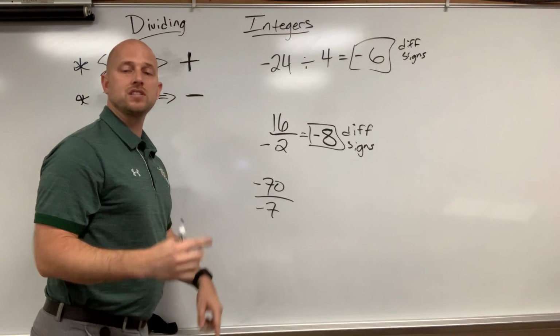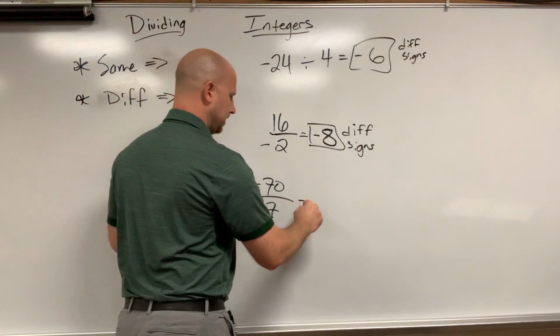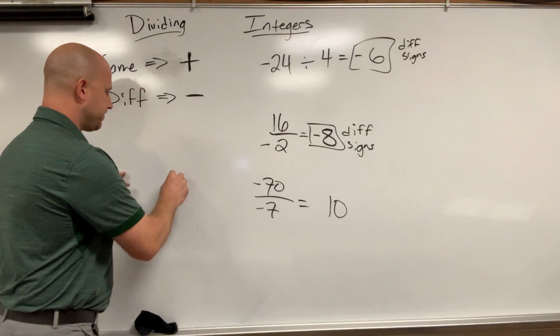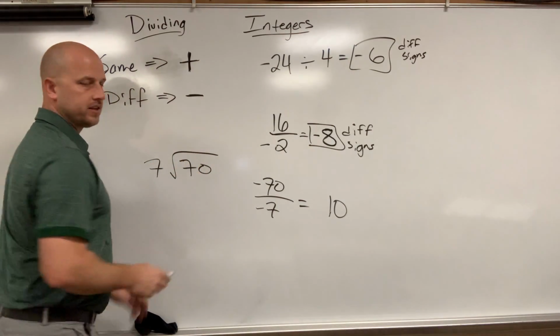70 divided by 7. 7 goes into 70. If you know your times tables, it's 10, because 7 times 10 is 70. You get a 10. Okay? Again, if you have to and you need to do this, then you can do that.